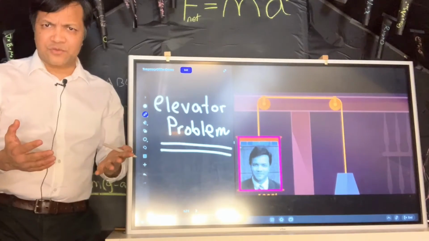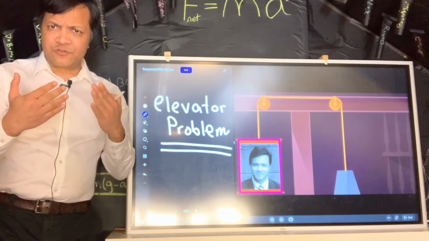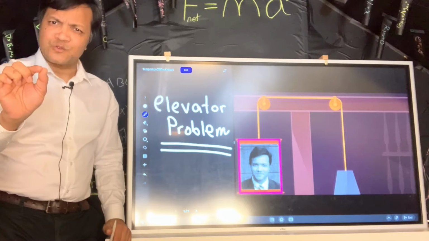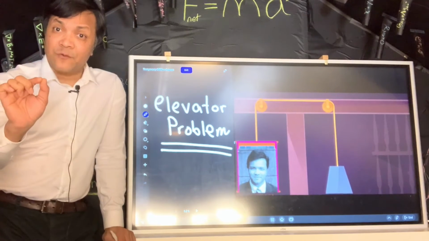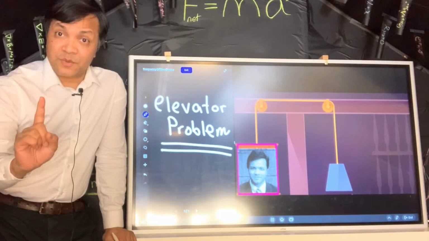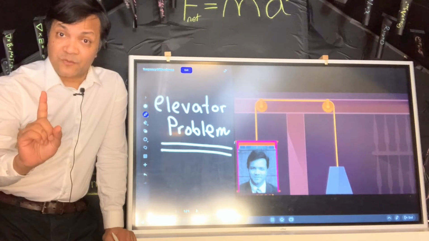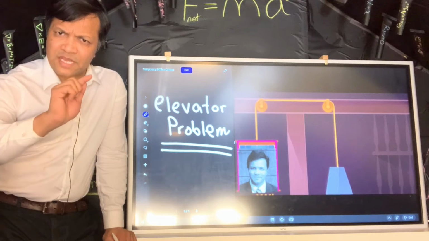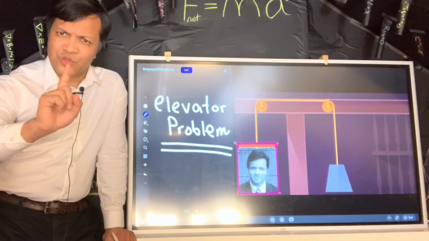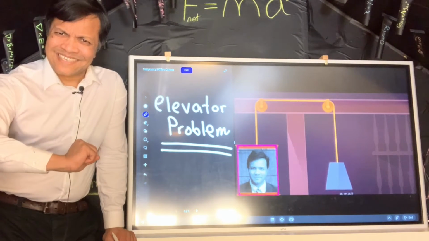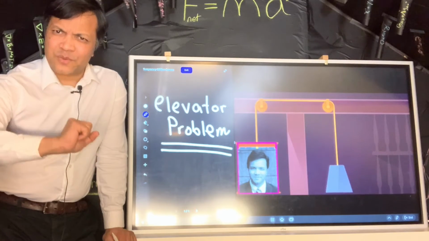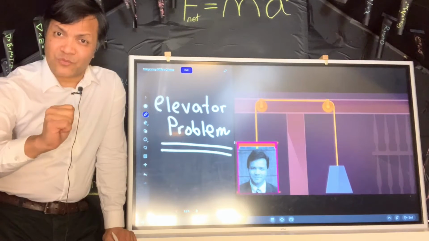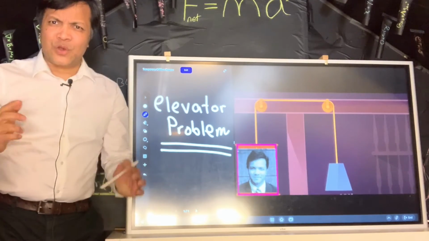So what are we trying to understand today? We are trying to understand that the scale reads normal force, and there are 4 different types of normal force. Scenario number 1, when the elevator is at rest, normal force is equal to the weight. Scenario number 2, when the elevator accelerates down, normal force is less than the weight. Scenario number 3, when the elevator accelerates up, normal force is more than the weight. And scenario number 4, when someone cuts the rope, normal force is 0.